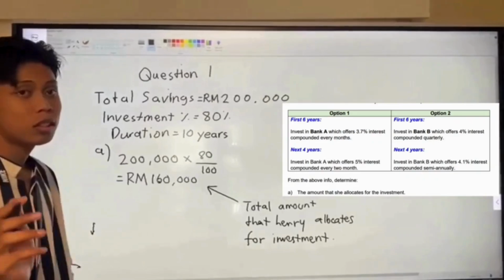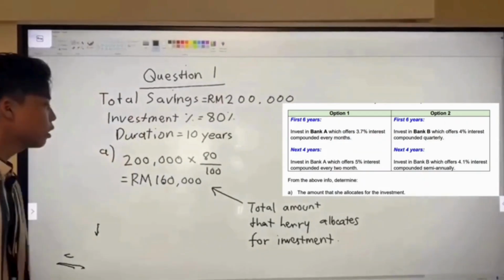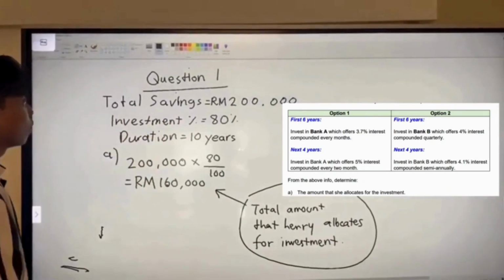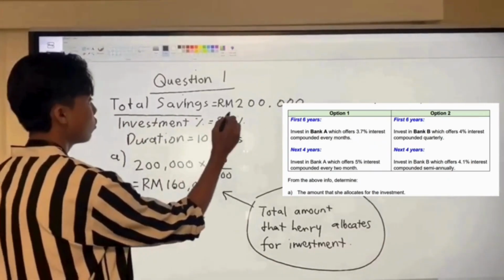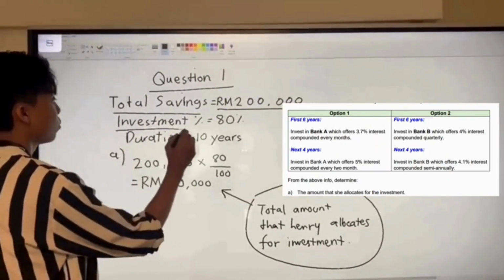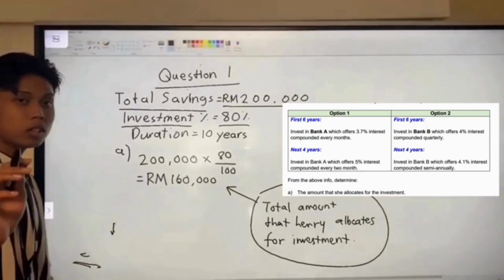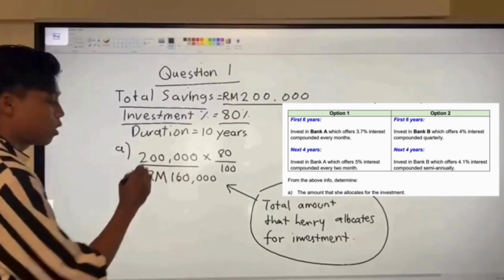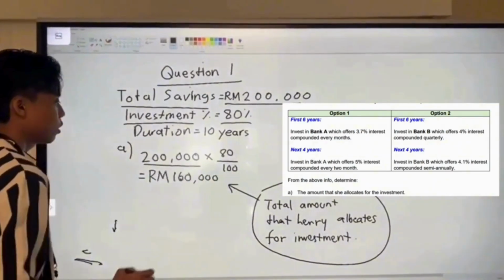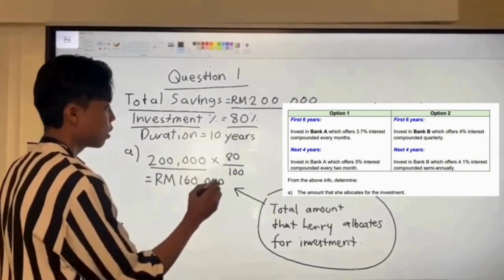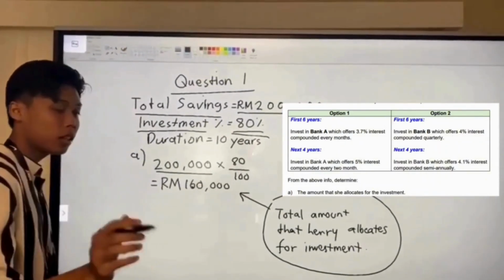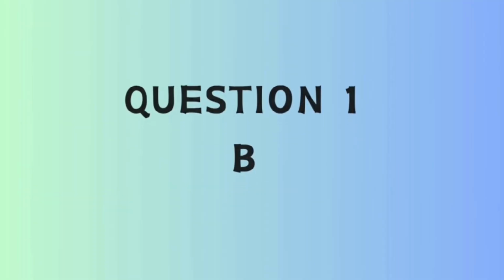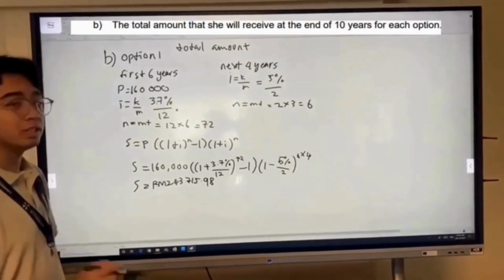I will discuss question 1. Question 1 asks us to find the total amount that Henry allocates for investment. What we have here is total savings of 200,000 and the investment percentage is 80%. For question A it's easy. First we take the total savings, then we multiply by 80%, and we will get RM160,000.